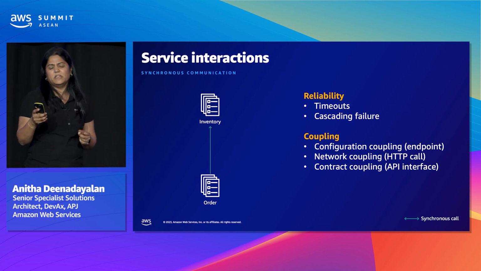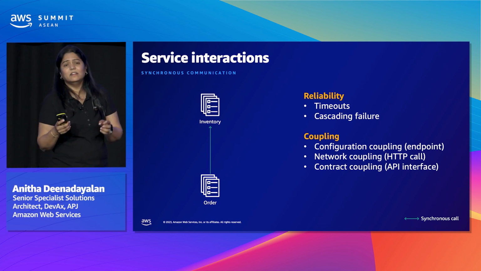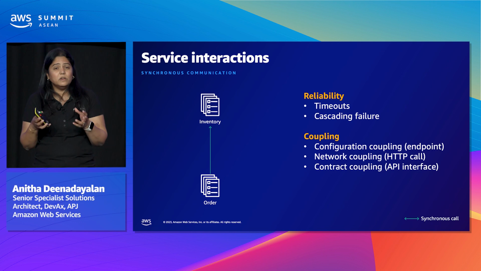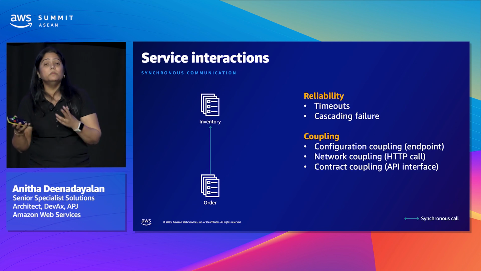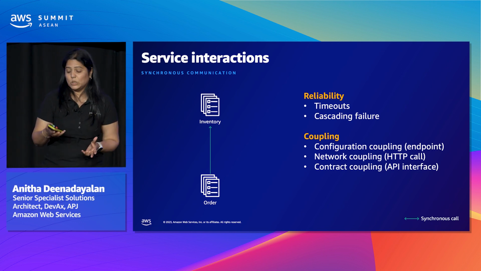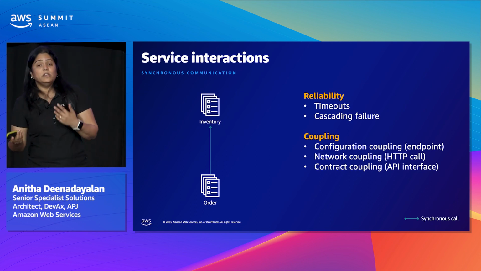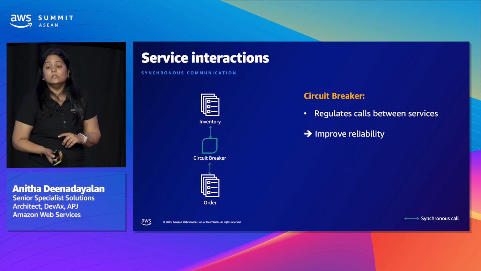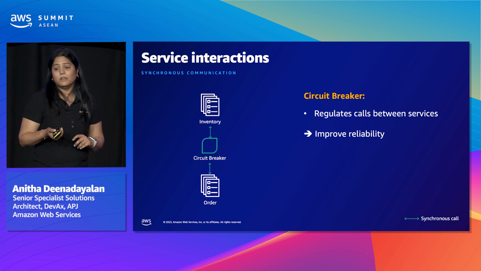There is synchronous communication inside. So this means that the entire system might go down due to a performance issue, because the connection pool is getting used up, the thread pool is getting used up. So it can actually lead to a lot of coupling, timeouts, cascading failures. So the solution here is to use a circuit breaker pattern.